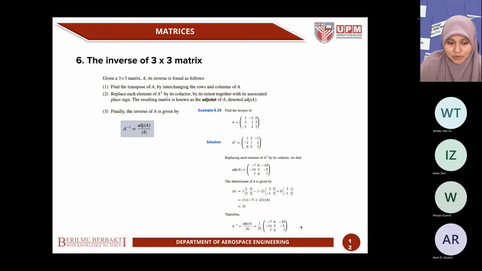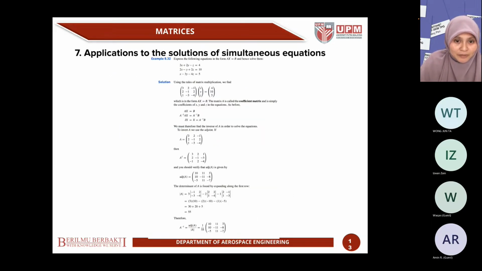In order to verify your solution, you can do the identity check just now. The inverse of the matrix A multiplied with the initial matrix A, you have to get back the identity, the diagonal matrix, 1, 1, 1, and 0 everywhere. This is how you prove whether your calculation is correct or not. Application to the solution of simultaneous equations. One of the applications of why you need to calculate the identity, determinant, adjoint, inverse, etc.